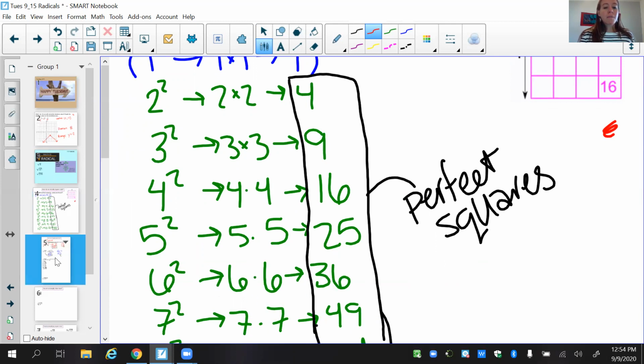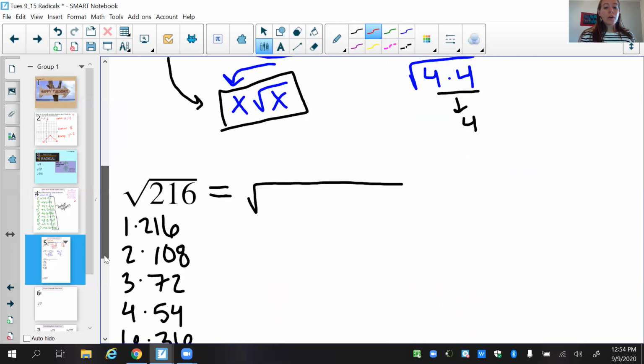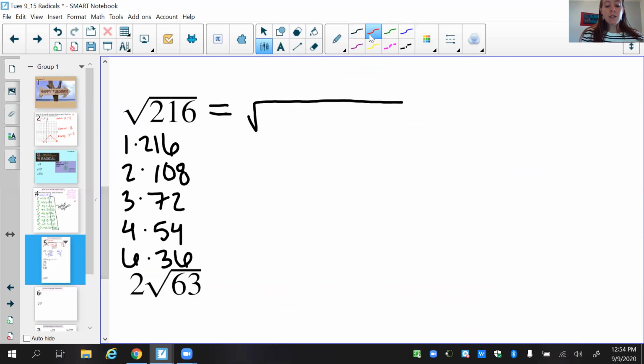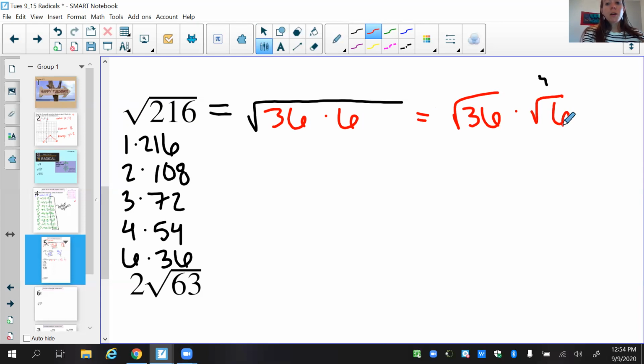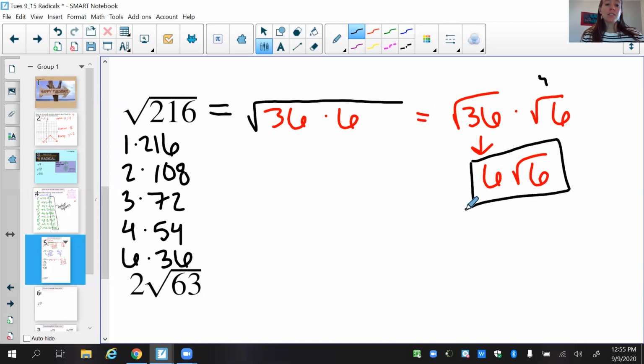So I'm going to use 36 because it's in my list and it's the biggest factor. So I'm going to go back here and say, okay, we can write 216 as the same thing as 36 times 6. Now I'm going to spread that out into 2: the square root of 36 times the square root of 6. Well, the square root of 36 is 6, and I'm left with the square root of 6. I can't go any further, and I'm done.